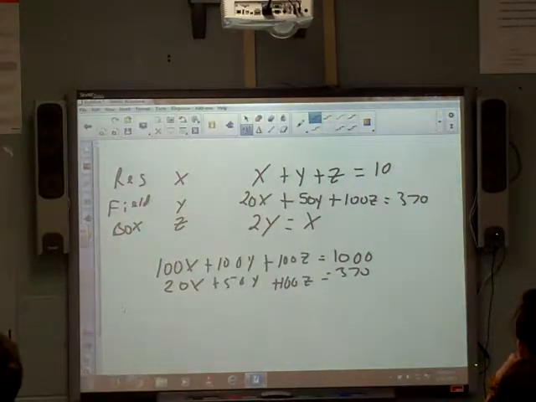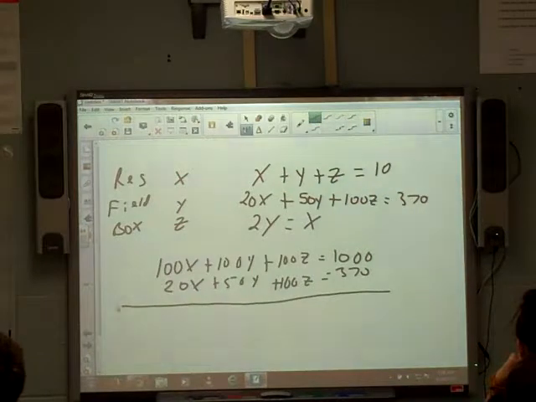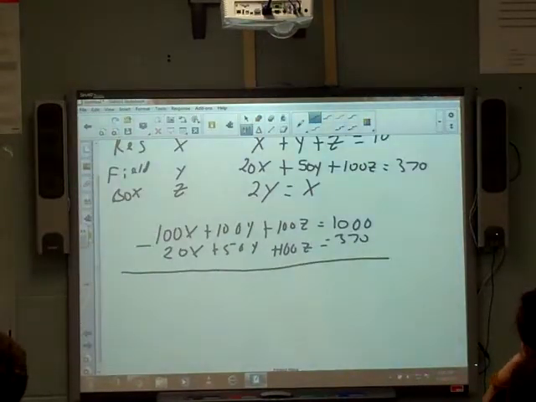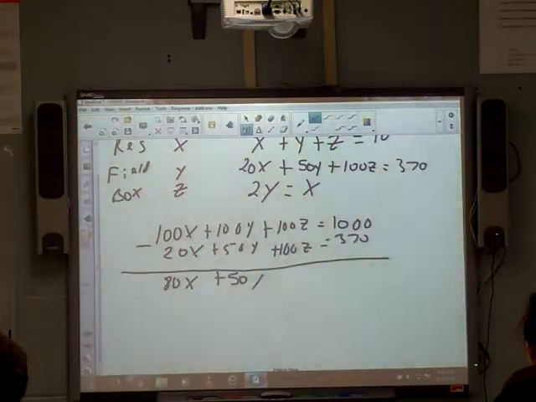Alright, we're getting rid of those z's, so am I adding or subtracting? Subtract. Good. Gets me 80x plus 50y. 100z minus 100z, Landon? 0 or 200. 630.